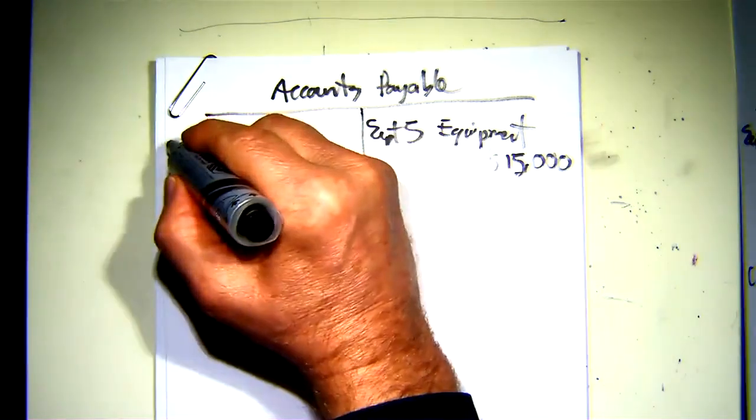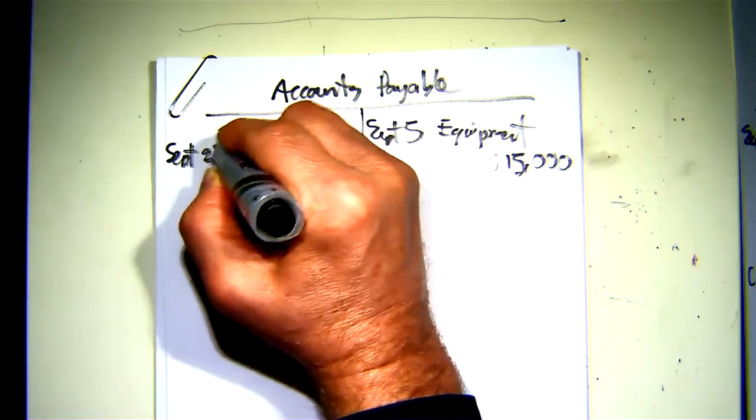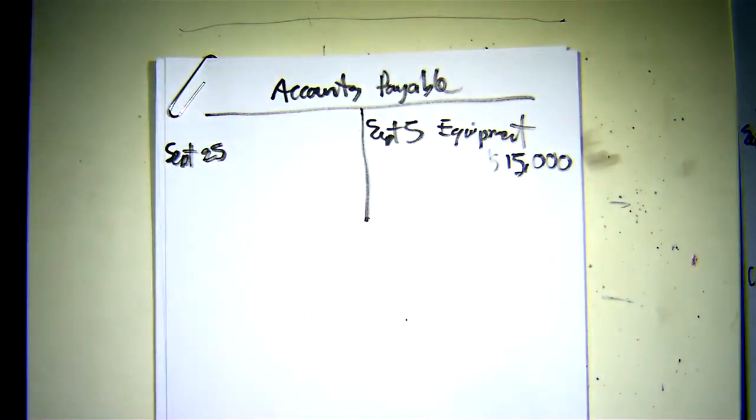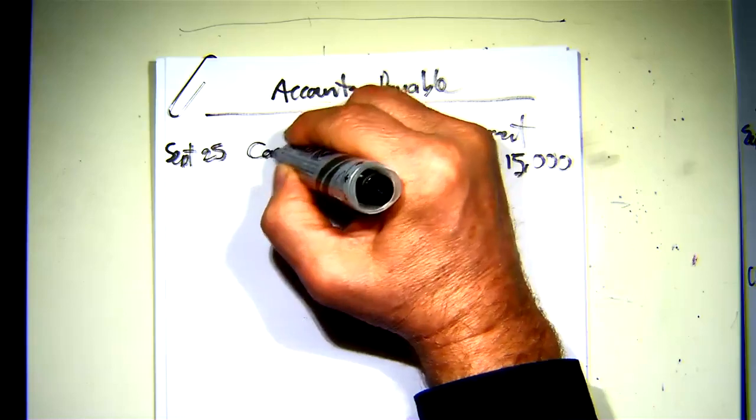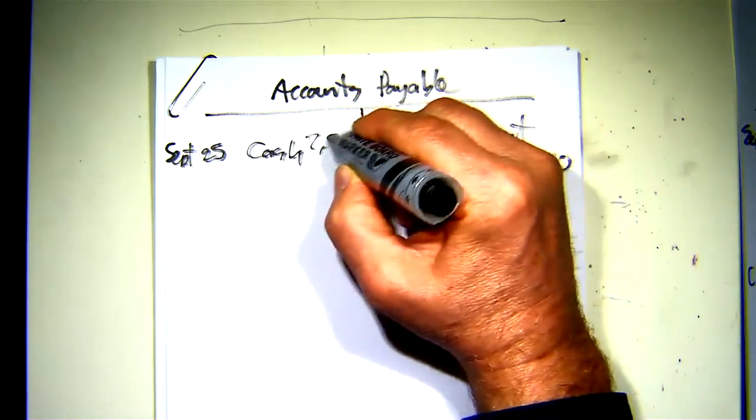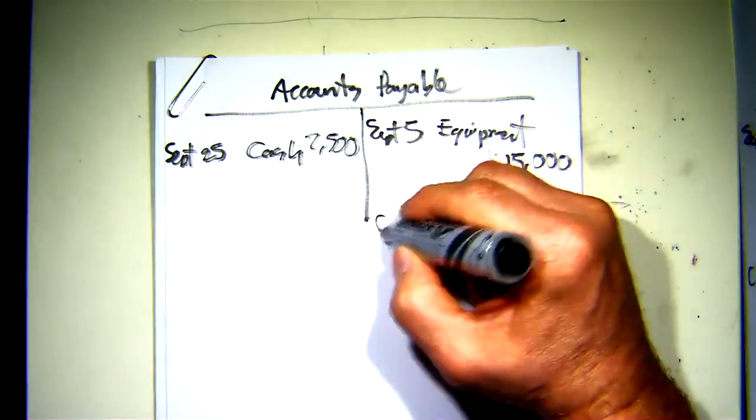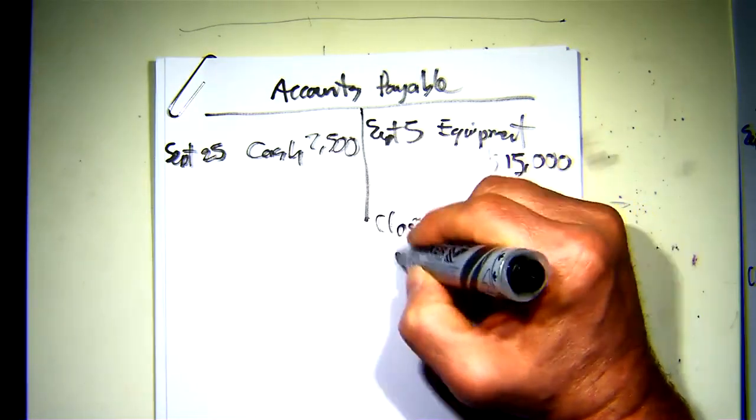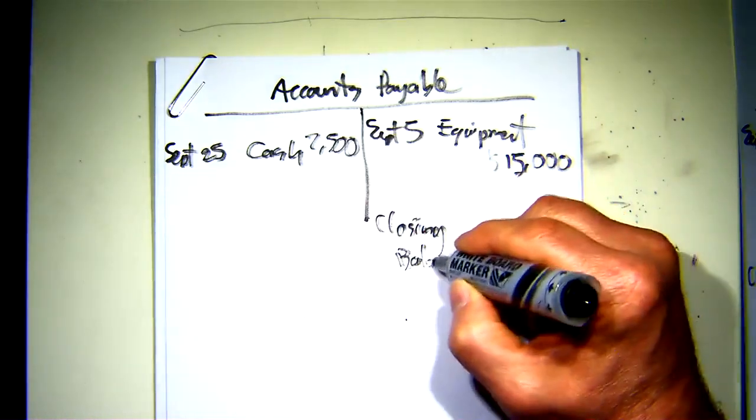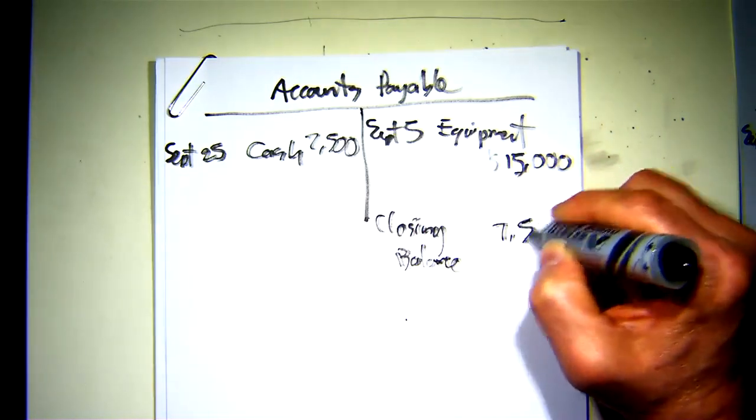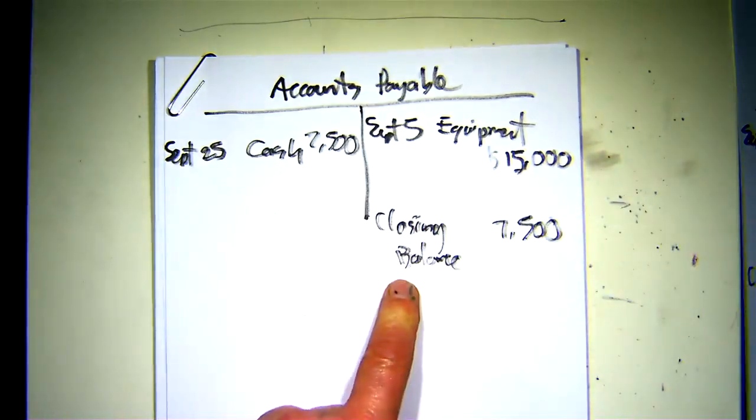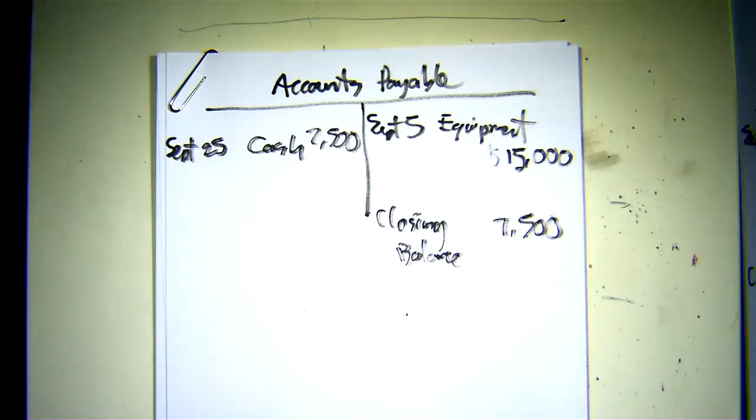So on September the 25th I paid out some cash of 7,500, and that would give me a closing balance of 7,500, and it'd be on the credit side. And any questions about those T ledgers?